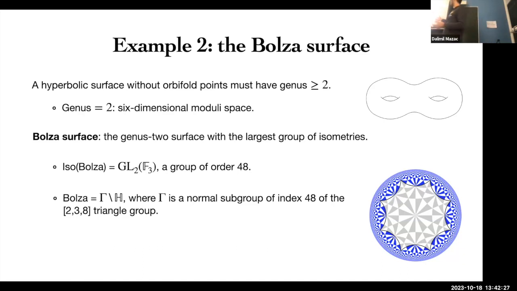And here's a cartoon of what the surface looks like, and here's what it really looks like. This is the hyperbolic disk, and the gray area is a fundamental domain, and you can tile it with 2, 3, 8 triangles. So triangles with angles pi over 2, pi over 3, pi over 8. It's a very nice symmetric surface.